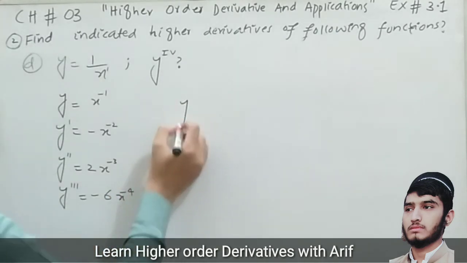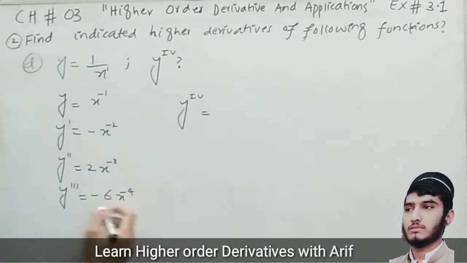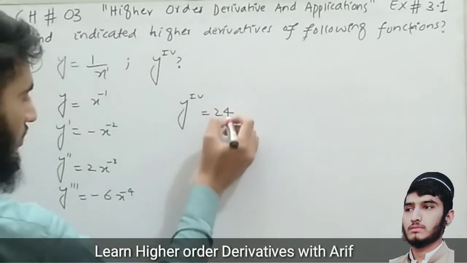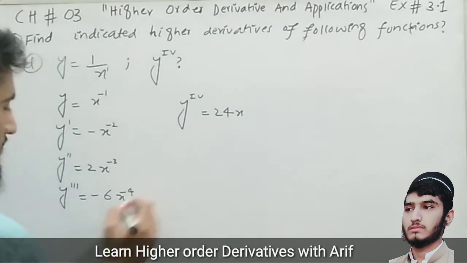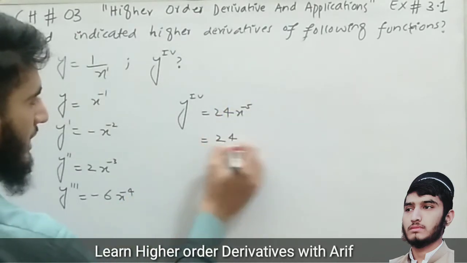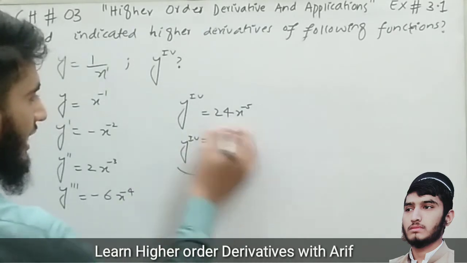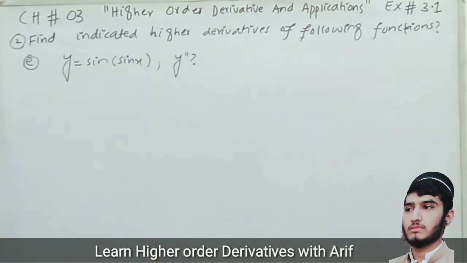Now for the fourth time, y power iv will be minus 4 multiplied by minus 6, which gives us 24, and x raised to the power minus 4 minus 1, which gives us minus 5. So the required result will be 24 divided by x raised to the power 5. This is actually the fourth time derivative. Now move to the last part of today's lecture, question number 2, part number E.